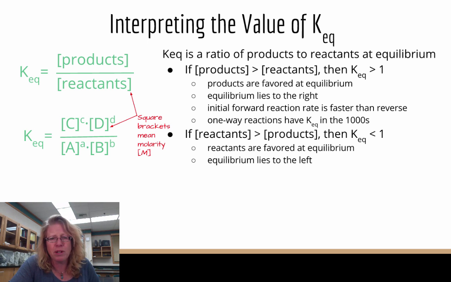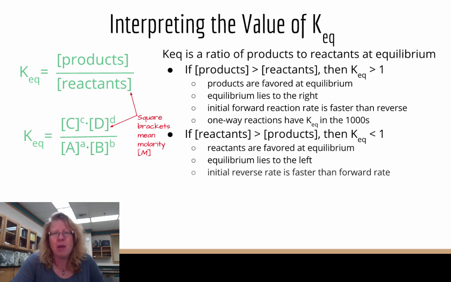I know it sounds really weird to say that. When the reactants are being favored, that means our equilibrium is kind of lying over on the reactant side, the left side of the equation. Again, it's just language that they use to kind of describe this. And this means that our reverse rate is really kind of winning, right? We're trying to make these products, but the products keep falling back apart into reactants. So the reverse rate from products to reactants is actually faster than our forward rate.